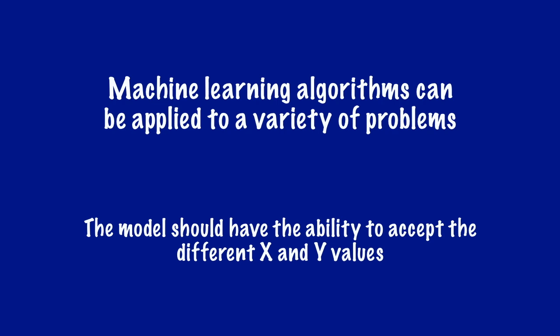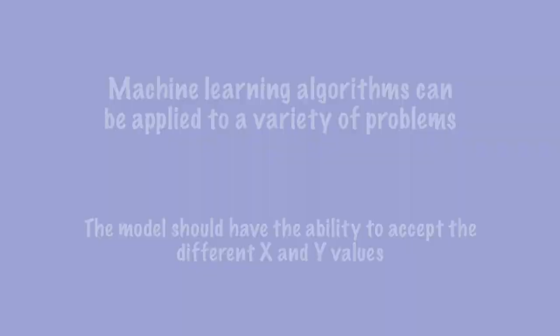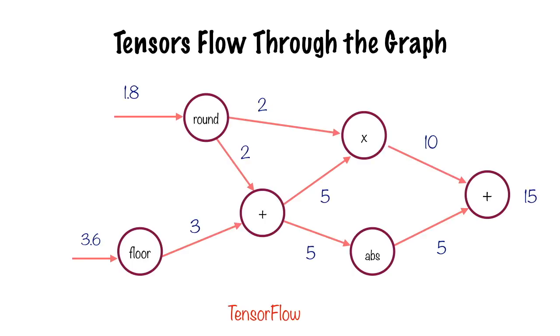A machine learning model needs to have the ability to accept different x and y values in TensorFlow. This is achieved by using placeholders. And ultimately, what are these different values in terms of the computation graph? They are simply our input nodes.